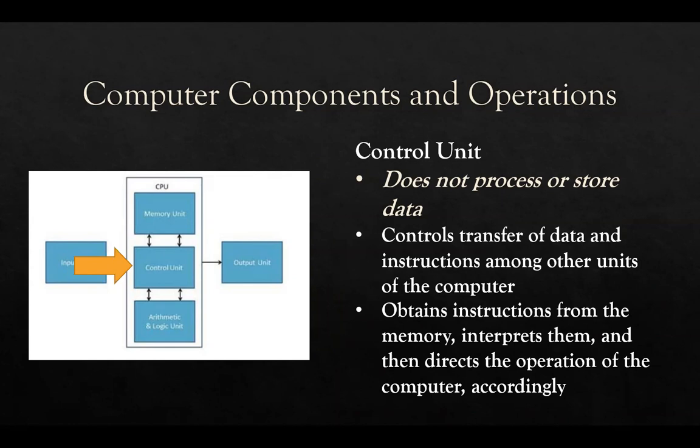The second subcomponent of the CPU, the control unit, controls the operations of all parts of the computer, but it does not carry out any actual data processing operations. So it doesn't process or store data. It just controls the flow of the data. Functions of this subunit are: it's responsible for controlling the transfer of data and instructions among the other units of a computer. It manages or coordinates all the units of the computer.